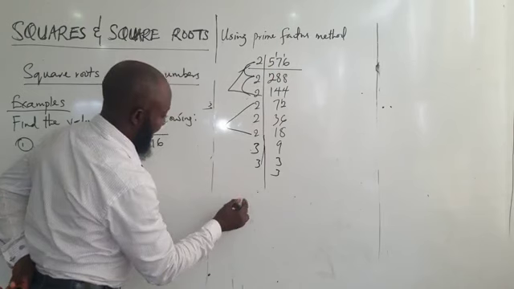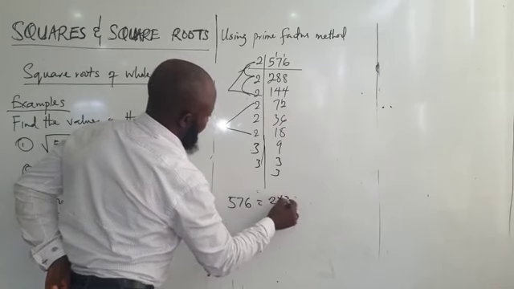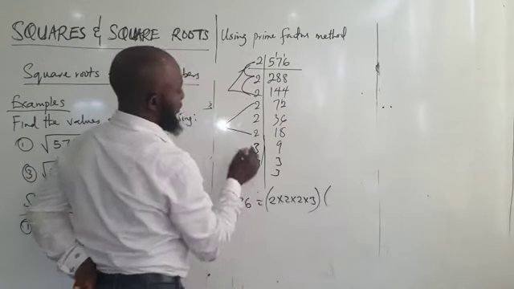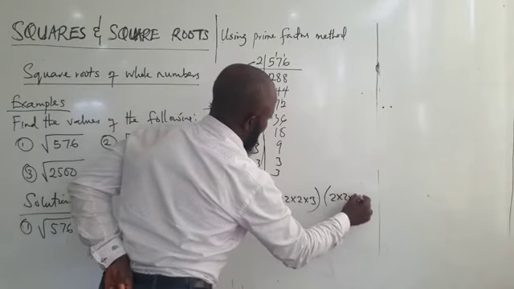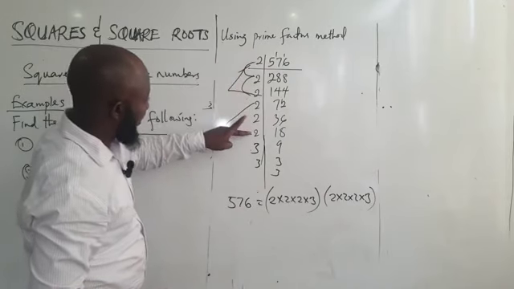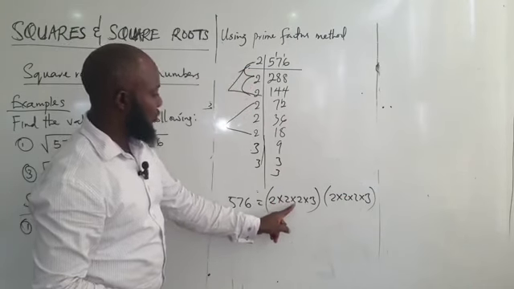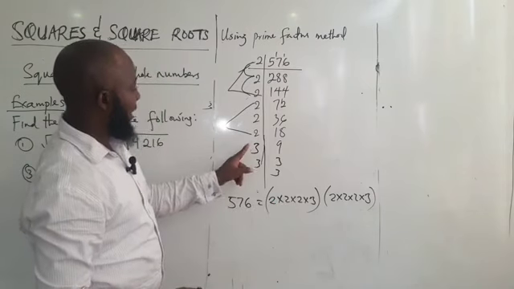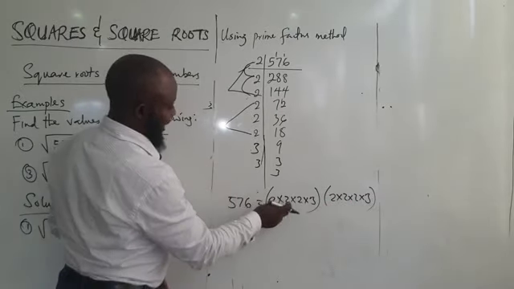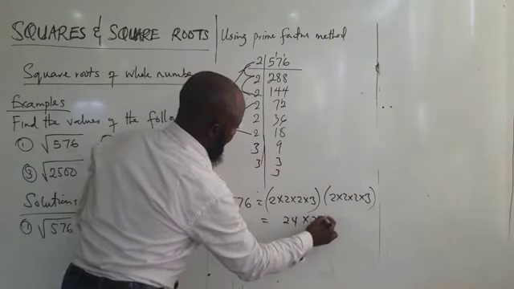Then we can say that 576 is the same thing as 2 times 2 times 2 times 3, that is one part. The second one will be 2 times 2 times 2 times 3. Look at what I did: 1, 2, 3, 4, 5, 6, divide 6 by 2, you have 3. So we have 3 twos, and 3 appears twice, so put one here, one here. Let's multiply: 2 times 2 is 4, 4 times 2 is 8, times 3 is 24. That is 24 times 24.